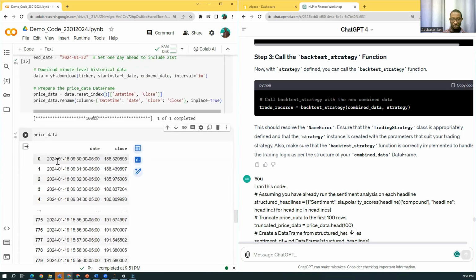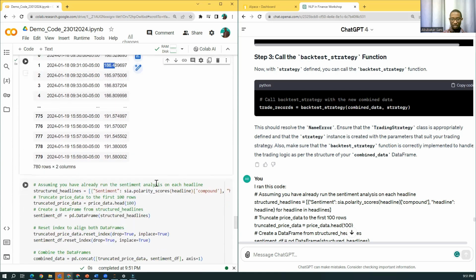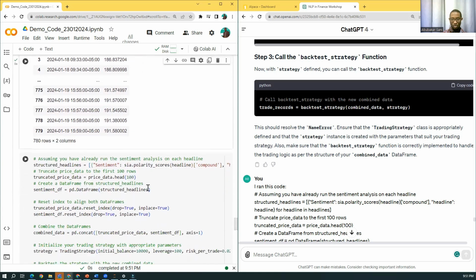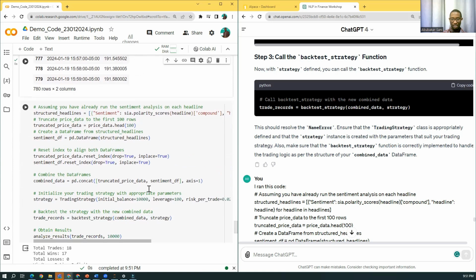So these are the values. For the first day, the first minute, that is 9:30 a.m. when the market opened, this was the value of Apple. At 9:31, this was the value of Apple. At 9:32, this was the value, and so on. I use 1 minute, assuming that news also comes in every minute, and we get the latest news. That's why I use 1 minute. So here is where I tested my strategy.